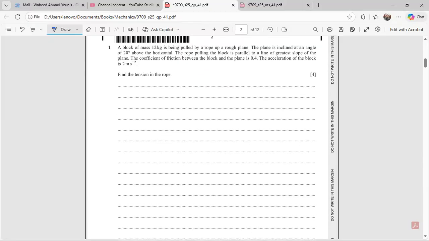A block of metal 12 kilogram is being pulled by a rope up a rough plane. The plane is inclined at an angle of 20 degrees above the horizontal. The rope pulling the block is parallel to the line of greatest slope of the plane. The coefficient of friction between the block and the plane. This acceleration of the block is this. Okay. So this is the scenario.